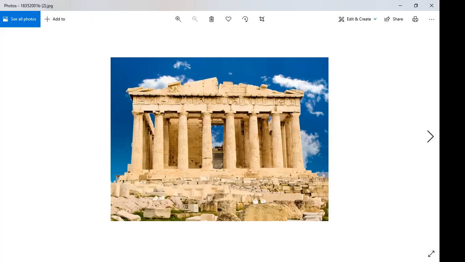P-A-R-T-H-E-N-O-N. Okay, now here we know the names of the architects, and I'm sorry, yes, they are Greek and therefore have multisyllabic last names, usually four syllables each. I'll spell them each slowly and then repeat them once. Kallikrates, K-A-L-L-I-K-R-A-T-E-S, and Iktinos, I-K-T-I-N-O-S. 432 BC or BCE.